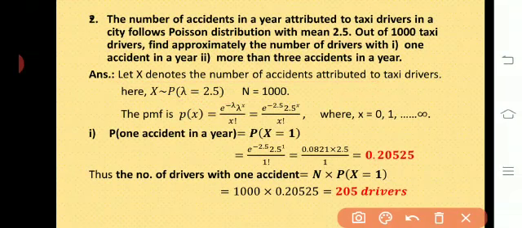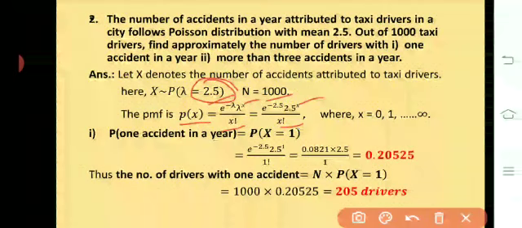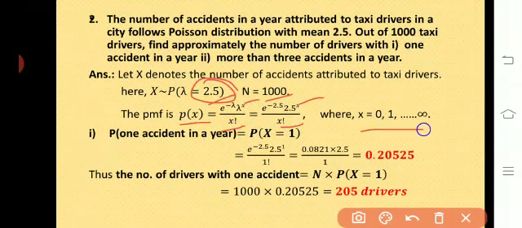Therefore, the PMF is P of x equal to e raised to minus lambda into lambda raised to x upon x factorial. Now we have to put lambda equal to 2.5. So e raised to minus 2.5 into 2.5 raised to x upon x factorial, where x equal to 0, 1, 2, so on up to infinity.